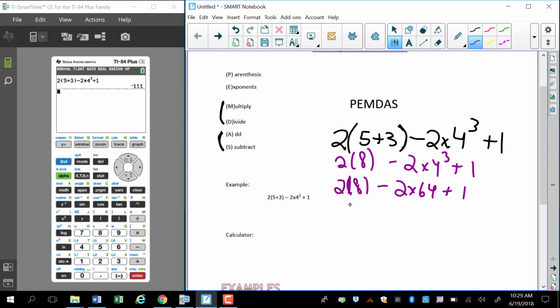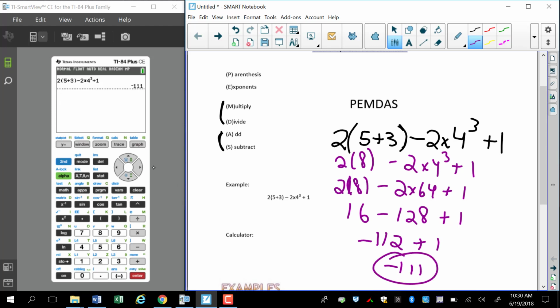So we still have our 2 times 8, which is 16. 2 times 64, which is 128, plus 1. That's all my multiplication and division, and notice I just moved left to right. Now we'll add and subtract, and we'll do that also left to right. So negative 16 minus 128 is negative 112, plus 1 gives me negative 111.